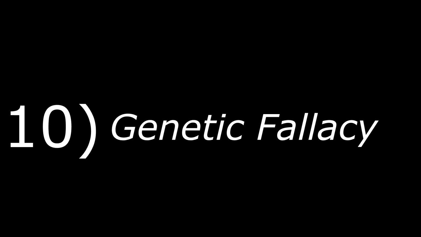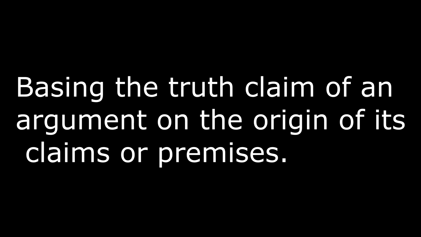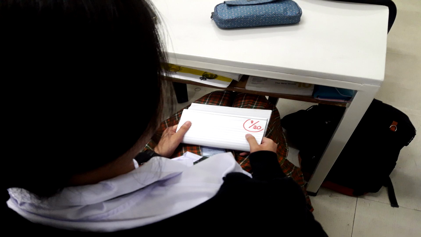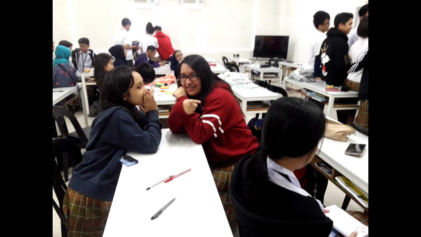Number 10. Genetic fallacy is basing the truth claim of an argument on the origin of its claims or premises. In this situation, Francine's family are a bunch of smart and intelligent people. Living with these standards, Francine gets a low result in her exam and gets gossiped about just because she didn't live up to her family name.